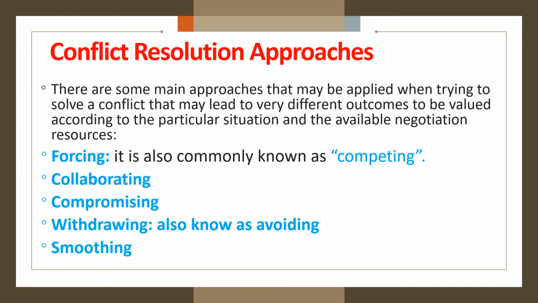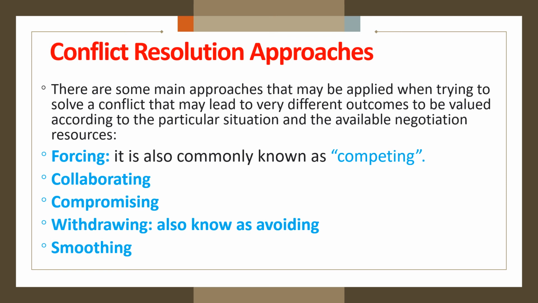The first one we'll be looking at is forcing, and it is commonly also known as competing. This is a situation where an individual will try to impose himself on others. His own interest is what is paramount to him, and the other person must accept it. And forcing can also be used in two ways. It can also be used by the other party who is being oppressed to resist the oppression of the first party. So forcing can be used in two ways.